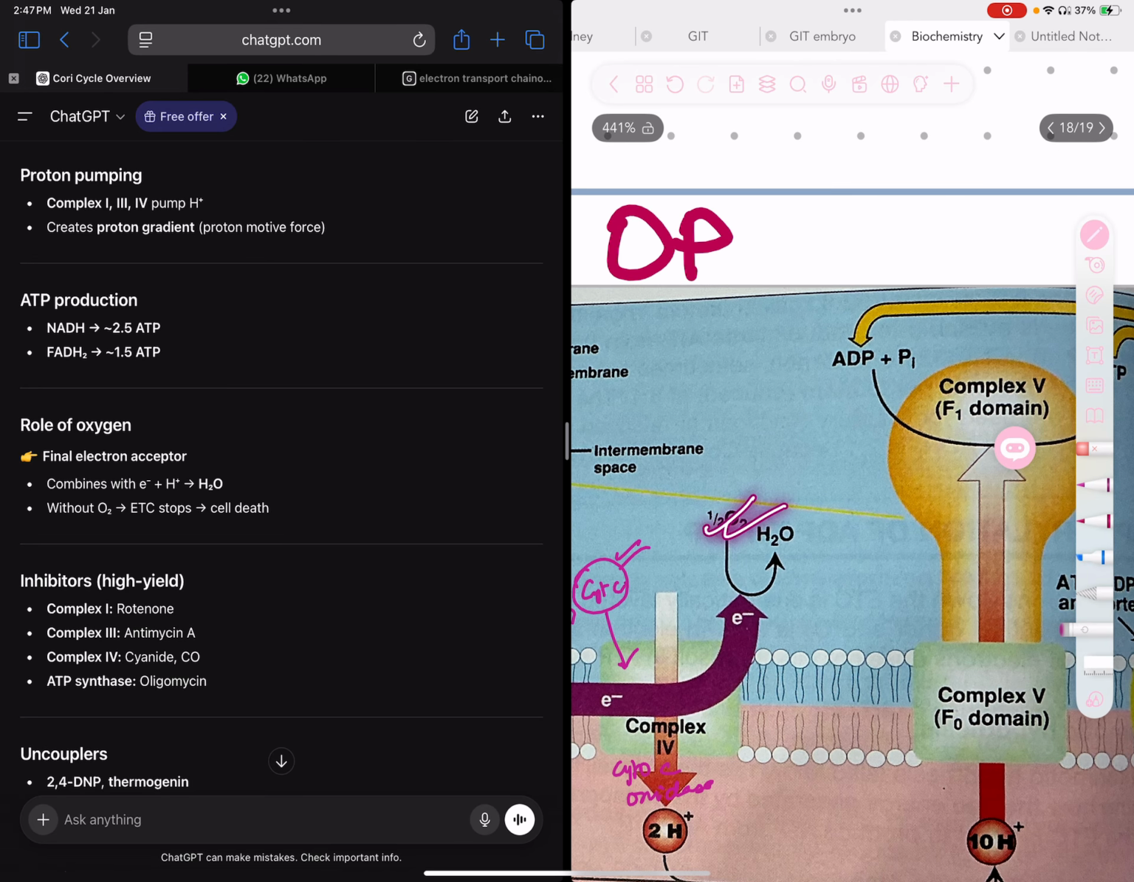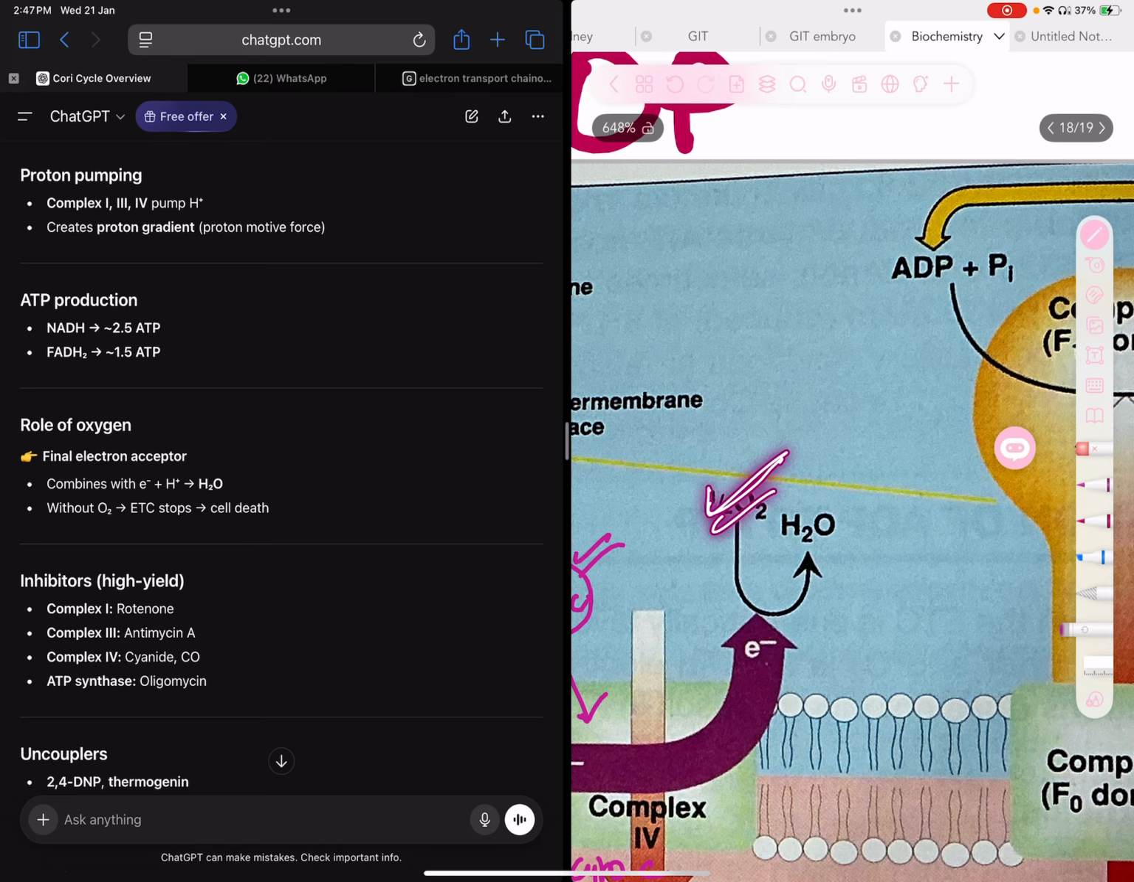That's one thing you need to know. That's the reason we say that oxygen is so important, because if there's no oxygen, the electron transport chain will stop and it will result in cell death. This is the only reason why oxygen is very important.